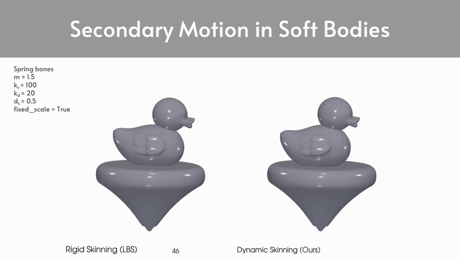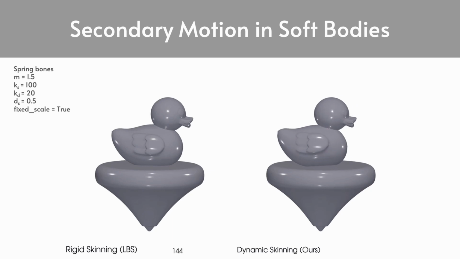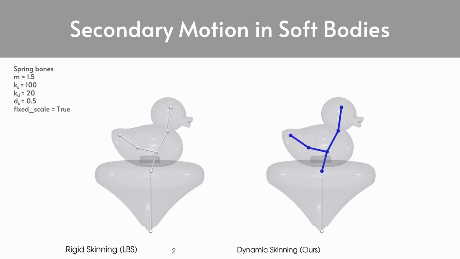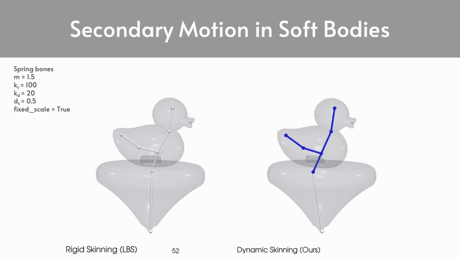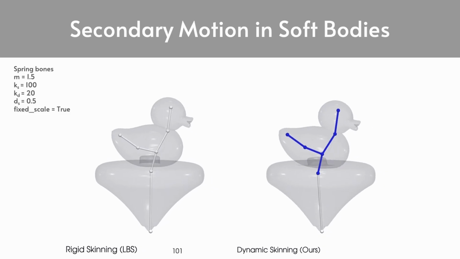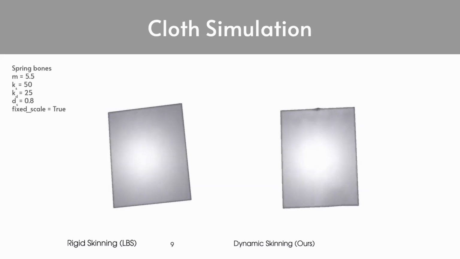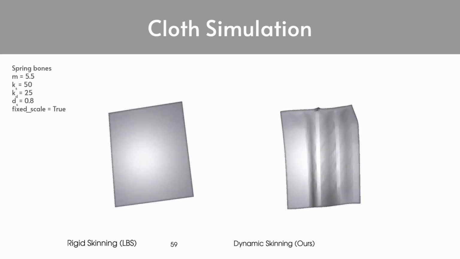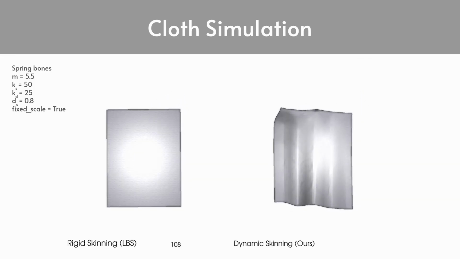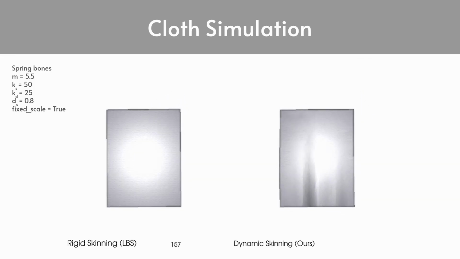Our method achieves secondary motion for a wide range of subjects. Unlike common approaches, we do not directly simulate the mesh vertices, hence, we do not require a volumetric mesh. We only simulate a small number of bones. Complex surface dynamics are approximated with a linear combination of spring motion.